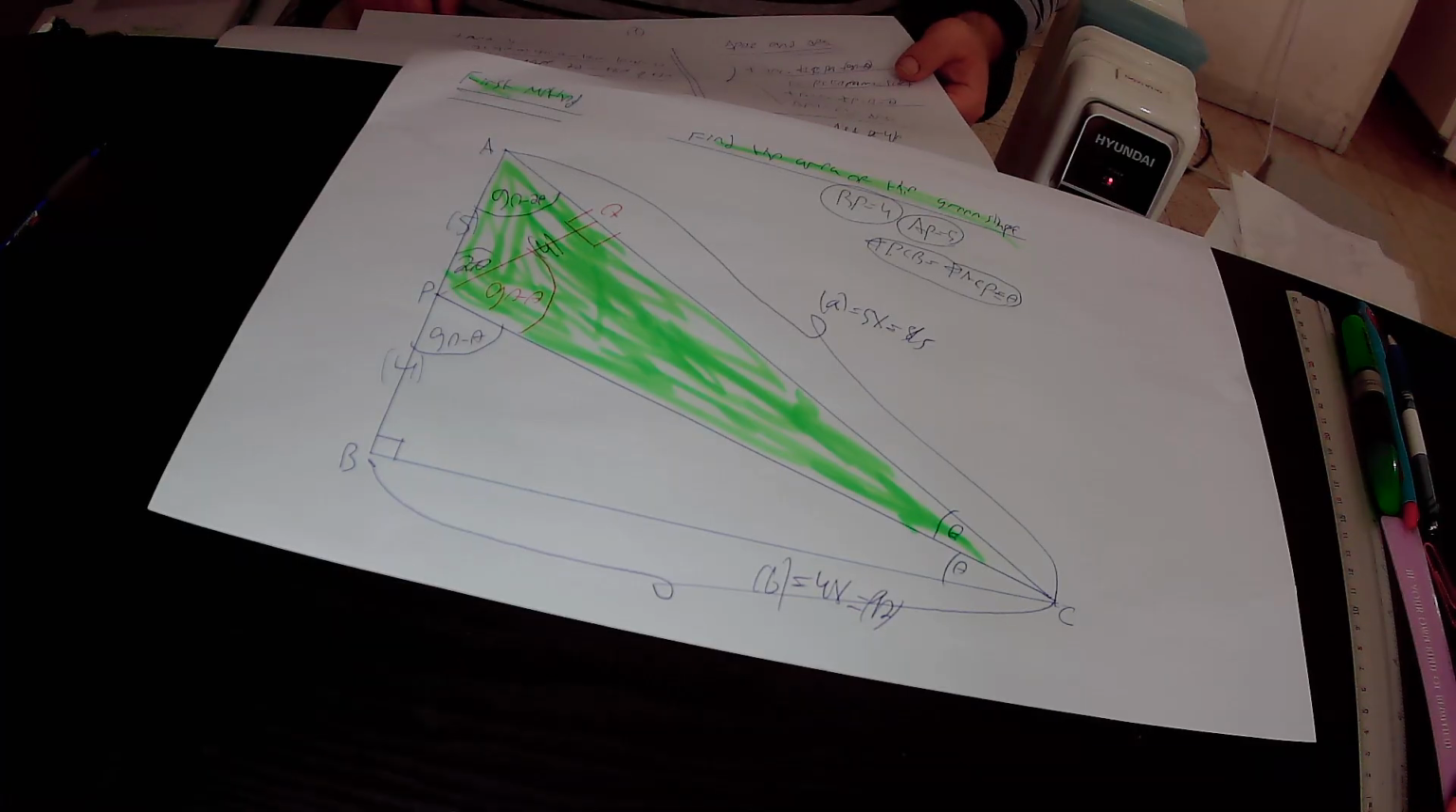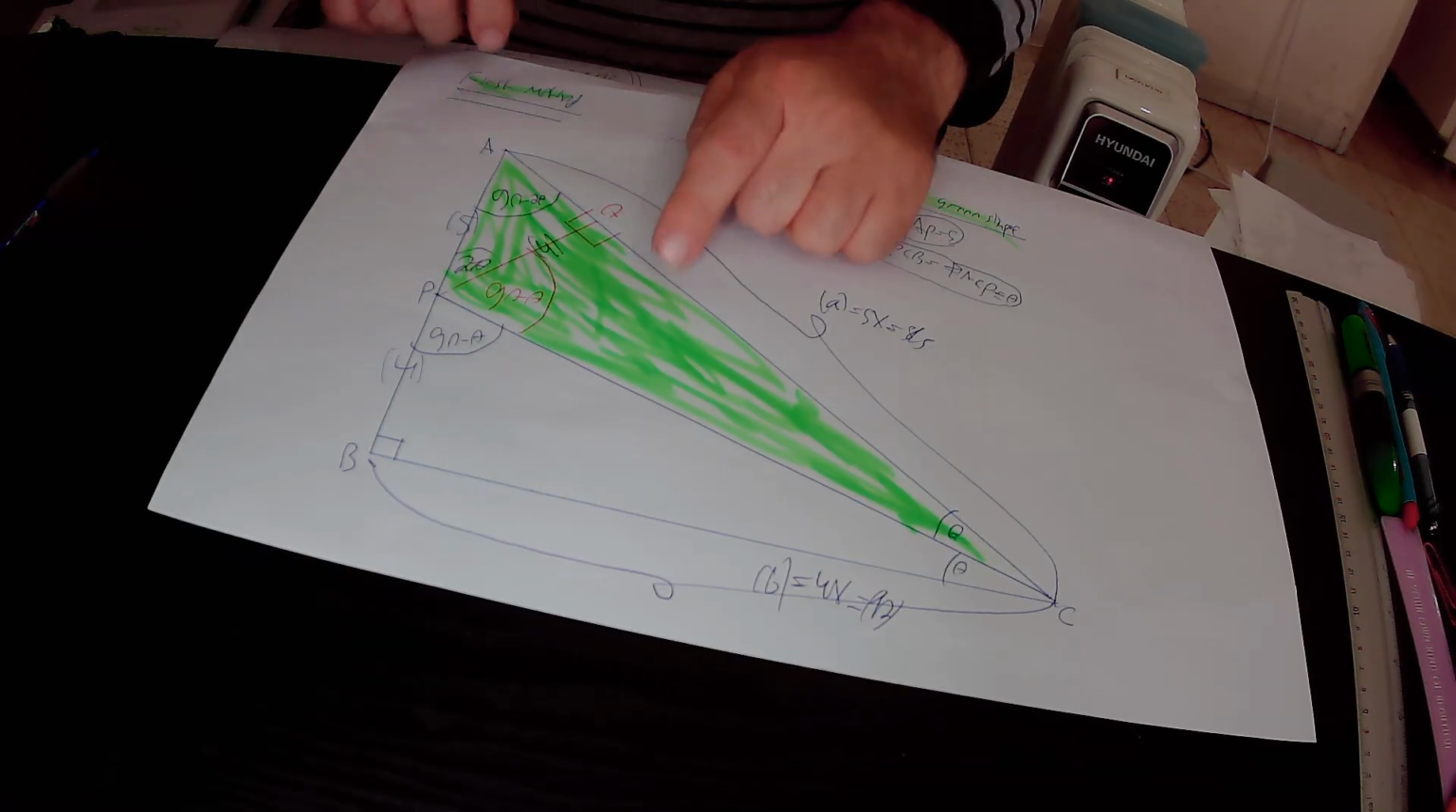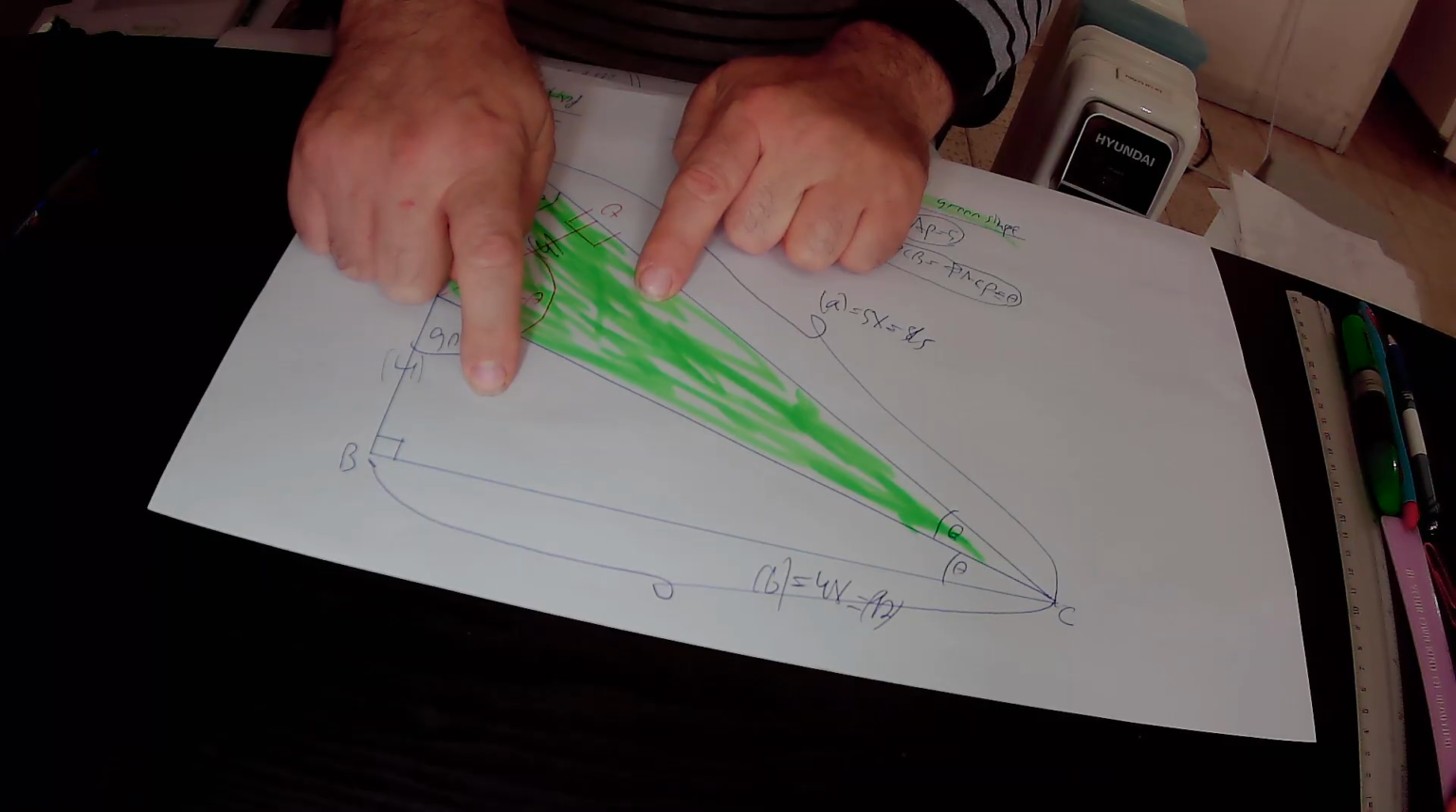In the next step, we prove that those two right triangles are congruent according to the side-angle rule.